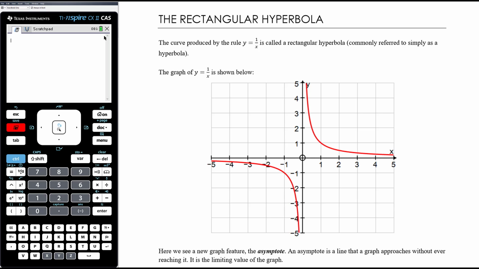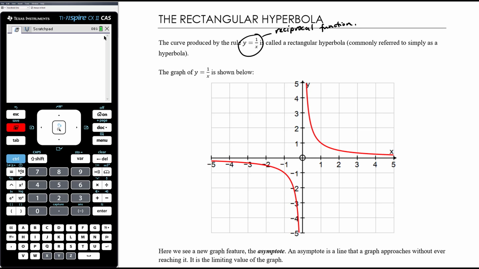Okay, so in this video we want to look at the graph called the rectangular hyperbola. The curve that is produced by the rule y equals 1 on x, which is sometimes called a reciprocal function, because the 1 on x is the reciprocal of x. The curve produced by that rule is called a rectangular hyperbola, and we often just refer to this particular shape as a hyperbola.